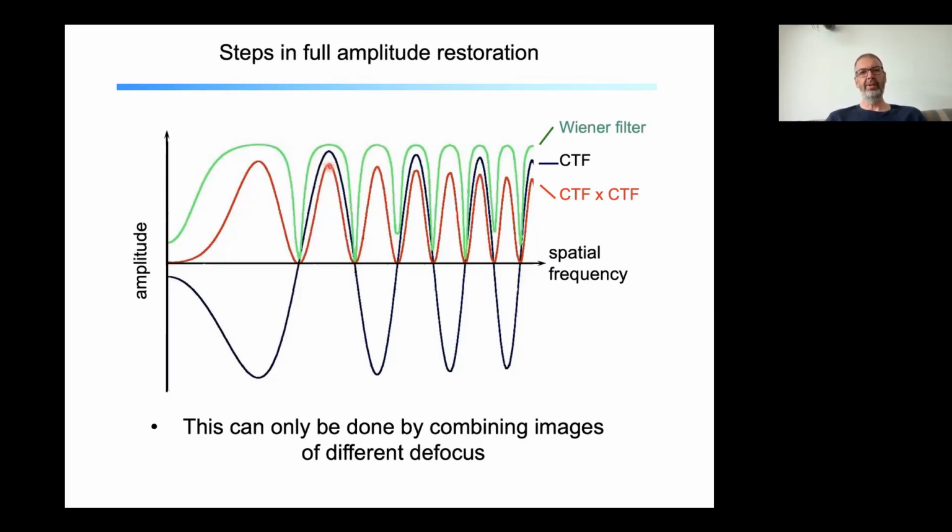It also increases, how should we say, large numbers multiplied by large numbers give you a larger number, and small numbers multiplied by small numbers give you a small number. So it increases the power of well transferred frequencies. And then at the end, you would do this division by the Wiener filter, sum of the CTF.